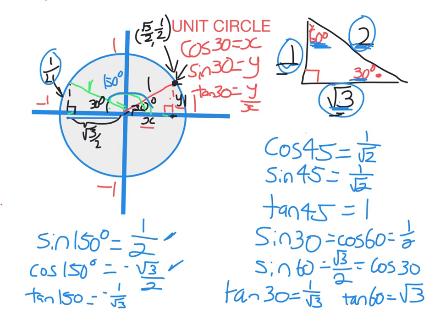So what we can see is we now have a way to find sine, cos, or tan of angles that are more than 90 degrees. Previously, we've only looked at right-angled triangles where you couldn't have an angle more than 90 degrees. But now we have a way to do that. So let's go look at a few examples.